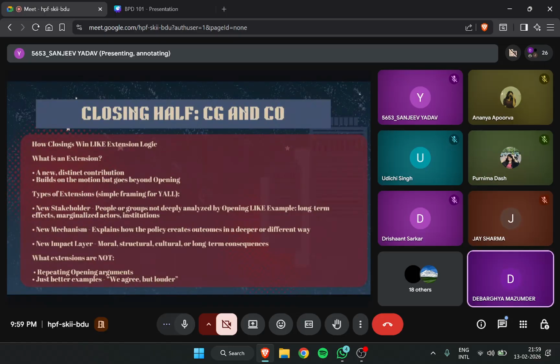The closing half is simply winning on one simple thing, that is the concept of extension. What do we understand by extension? Extension is a new distinct contribution to the entire debate. When we go ahead and build on the motion, beyond whatever opening has spoken, we are just giving more and more.